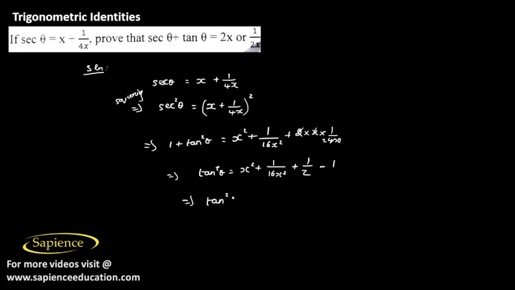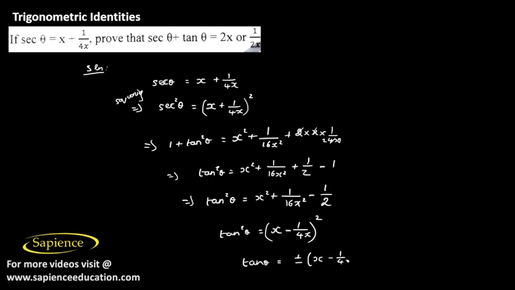So that gives me tan square theta is equal to x square plus 1 by 16x square, 1 by 2 minus 1 is minus 1 by 2. Now we just saw x plus 1 by 4x whole square is x square plus 1 by 16x square plus 1 by 2. So x square plus 1 by 16x square minus 1 by 2 is nothing but x minus 1 by 4x the whole square. So now tan square theta is equal to x minus 1 by 4x whole square means tan theta is equal to plus or minus x minus 1 by 4x.